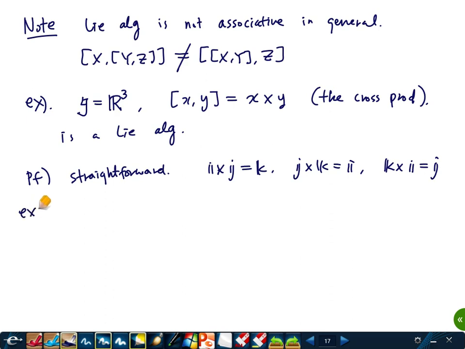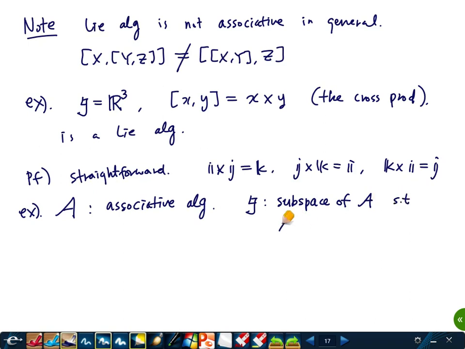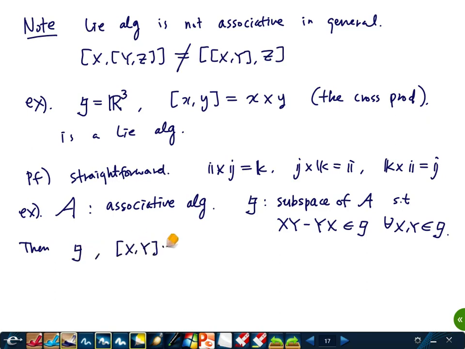And another example. Suppose that we have an associative algebra, so a vector space with some multiplication which is associative. And G is a subspace of A such that xy minus yx is in G for all x, y. Suppose that we have a subspace satisfying this condition. Then G with the bracket defined in this way, xy minus yx, if we define G with this bracket, then this G becomes a Lie algebra.